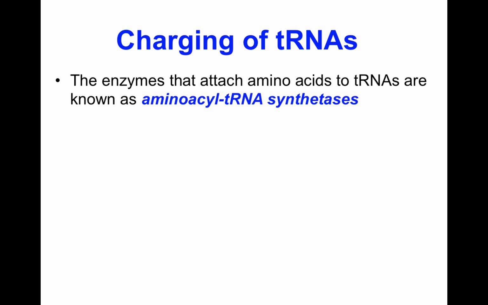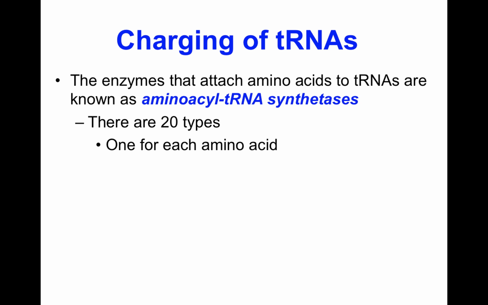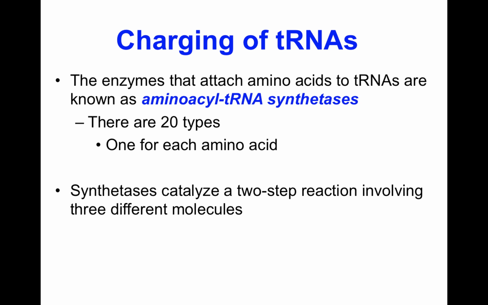The enzymes that attach amino acids to tRNAs are known as aminoacyl tRNA synthetases. These are by far my favorite enzymes in the whole cell. There are 20 types because there are 20 different amino acids. Synthetases catalyze a 2-step reaction involving 3 different molecules: the amino acid that they charge, tRNAs, and an ATP.